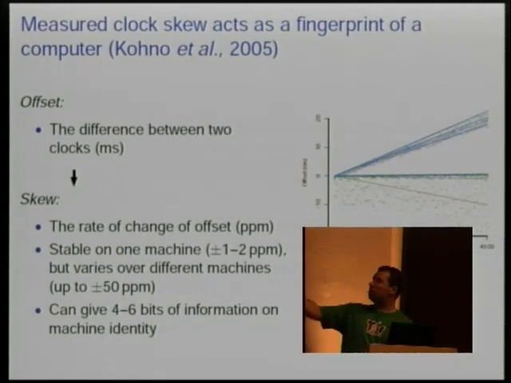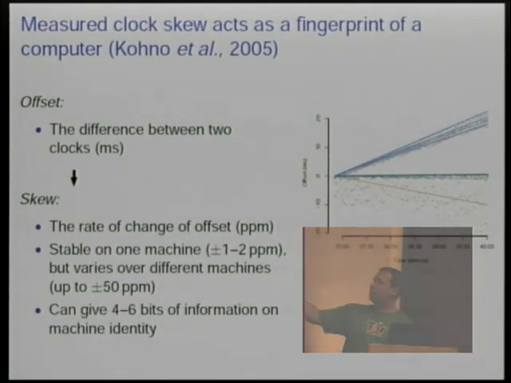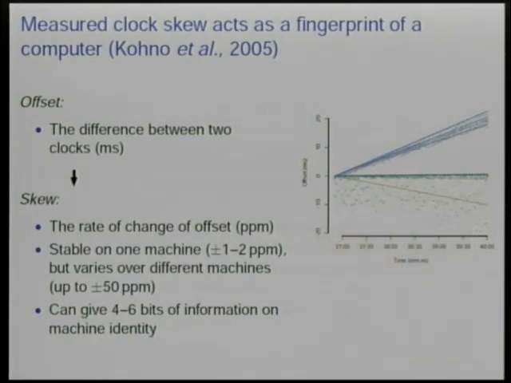So this graph shows 6 computers and their offset over time. Each of these dots is one TCP timestamp request, and trying to estimate the offset from that. There's noise, as you can see, but if you try to fit a line over the top, it pretty much matches the points underneath. And the slope of this line is the clock skew.